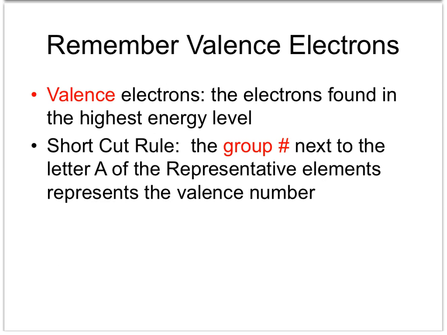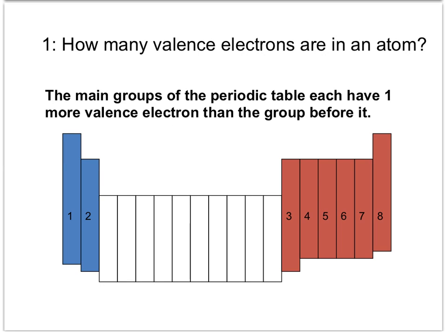Remember that valence electrons are the outermost electrons in the highest energy level. If we use the periodic table, the group number next to the letter A of the representative elements, those are the towers on the periodic table, represent the valence number. This is a good shortcut to acquiring that magic number. As an example, remember that group 1A will form 1 valence electron, whereas elements in group 5A form 5 valence electrons, and elements in group 8A can form 8 valence electrons, keeping in mind that helium only will form 2.